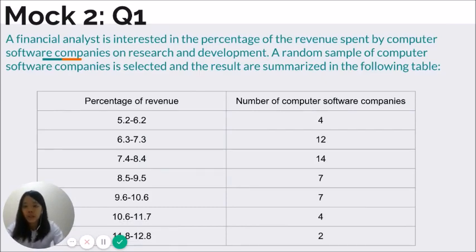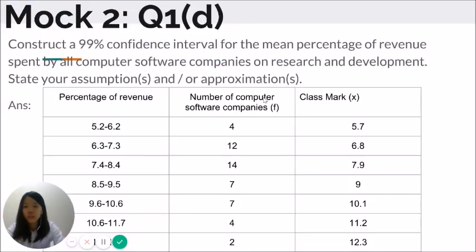A financial analyst is interested in the percentage of revenue spent by computer software companies on research and development. A random sample of computer software companies is selected and the results are summarized in the following table. So this is the table given by the question. Question 1D requires us to construct a 99% confidence interval for the mean percentage of revenue spent by all computer software companies on research and development.